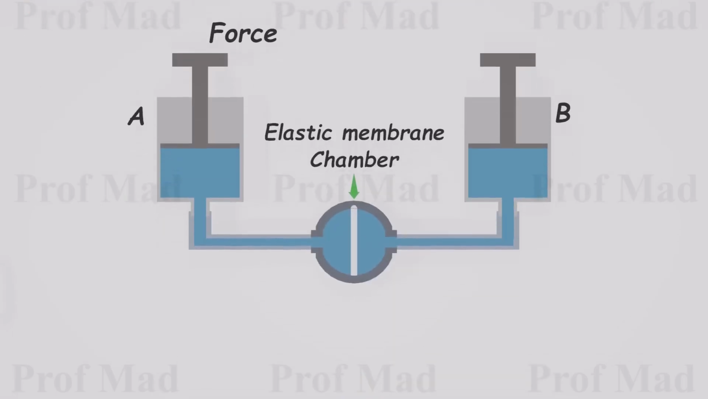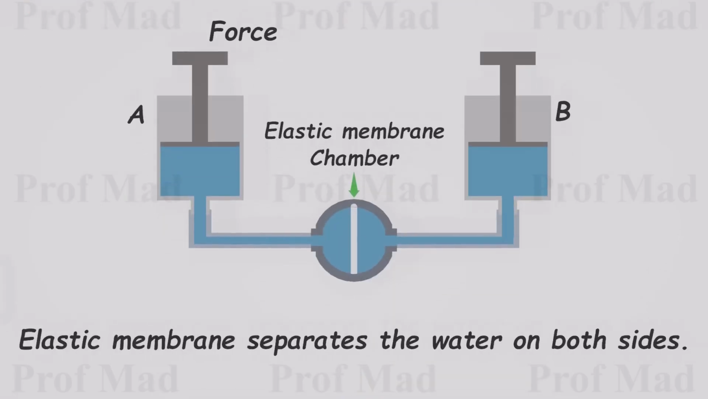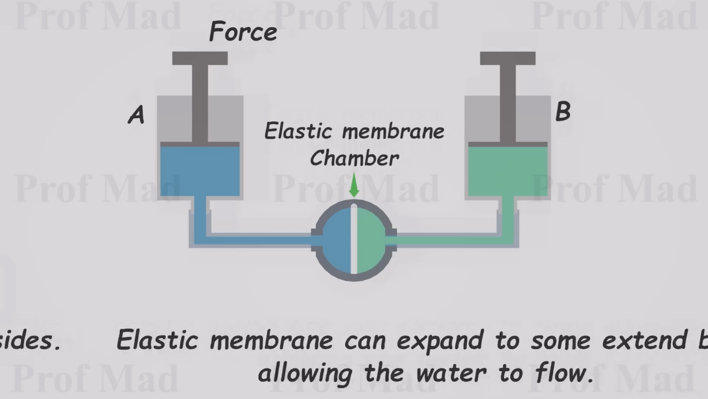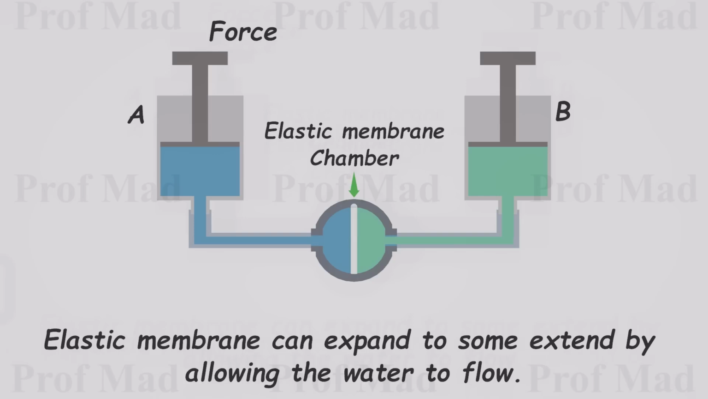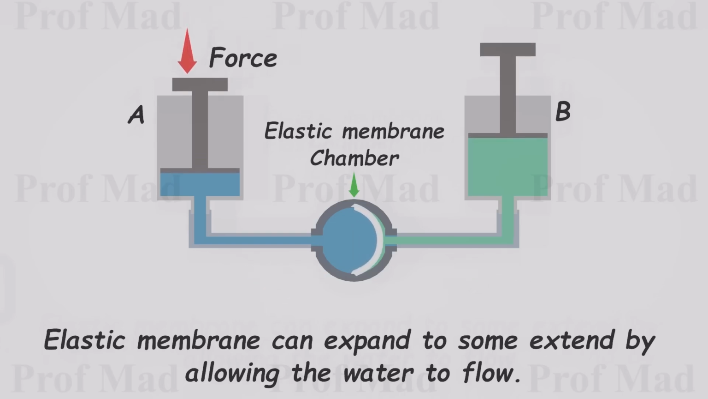Here we have an elastic chamber connected to the water pipe, serving as a barrier between both sides. Water inside A cannot move to side B and vice versa. We'll color the water inside B using green dye. The colored water cannot mix with the water inside A due to the membrane's impermeability. However, since it's an elastic membrane, it can expand to a certain extent based on the water pressure difference between the two sides. When we apply a pushing force to piston A, the membrane expands as shown.